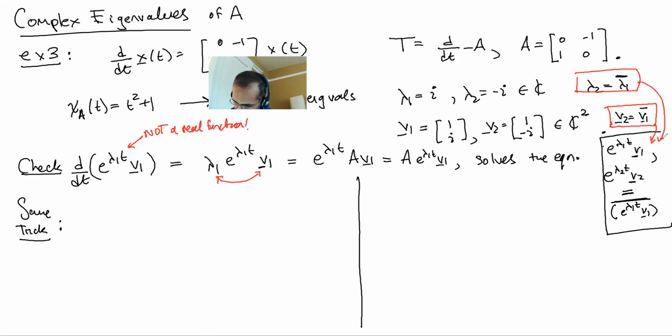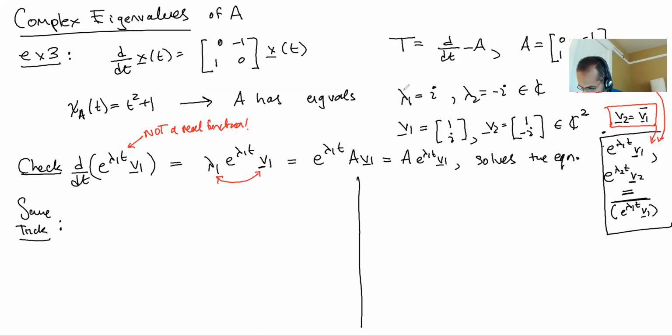Now we're going to do the same trick. Sorry, somebody asked a question in the chat. I'm not sure I understand it. Could you ask it by speaking? I was wondering if you were adding e^(lambda 1 t) v1 to e^(lambda 2 t) v2, or what you did there to get an equal sign. Oh, I took a complex conjugate.